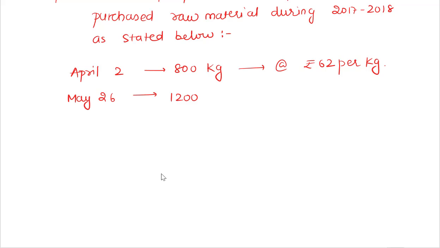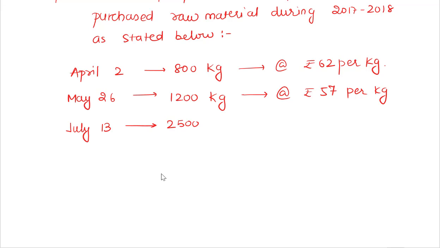On May 26, 1200 kgs of material at the rate of 57 per kg. On July 13, 2500 kgs of raw material at 59 per kg.